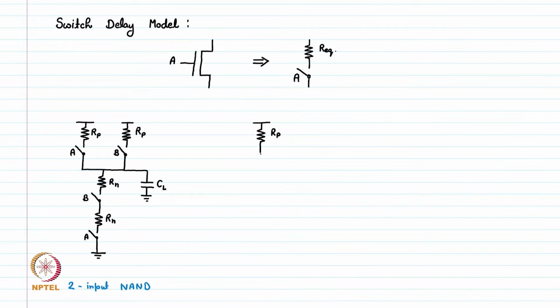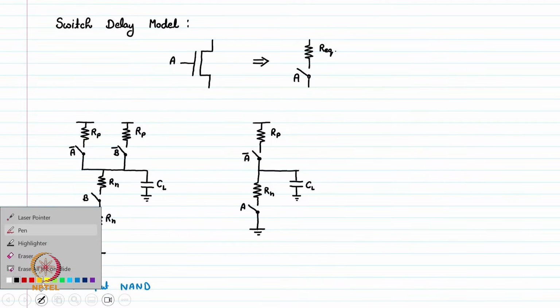Resistance is Rp. The input is A bar. This is the output node, which has a load capacitance CL, and in the pull down we have an NMOS transistor where this resistance is Rn, and the switch is dependent on input A. This is the model of the inverter.